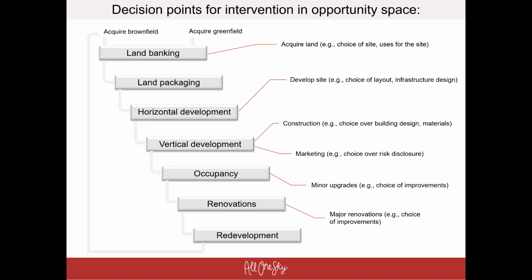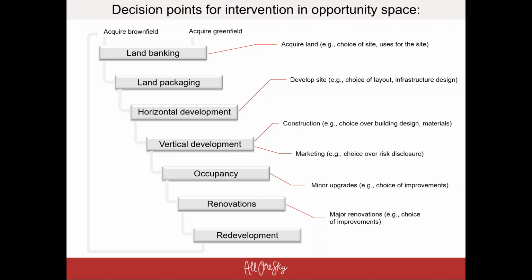There are also the uses for the site that they're contemplating. As you move through to the development of the site, there are choices regarding the layout, and choices regarding the design of the infrastructure. At the construction phase, there are choices over the building design, some of the materials being used within the buildings, some of the landscaping choices, and also, in terms of marketing the properties, do we disclose the climate risks that are faced by the property?